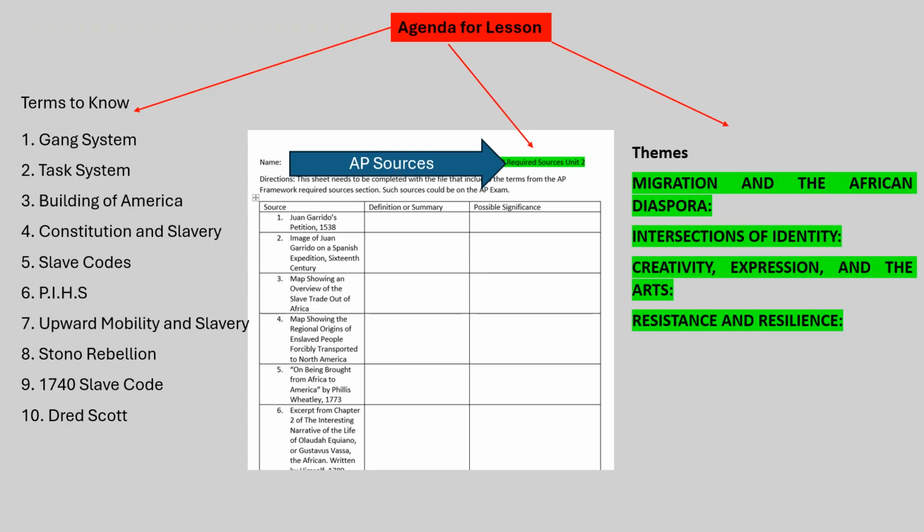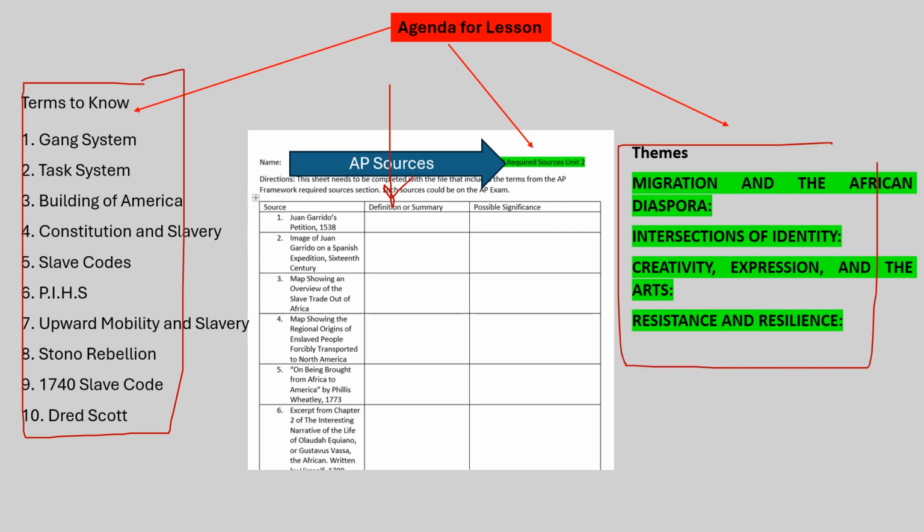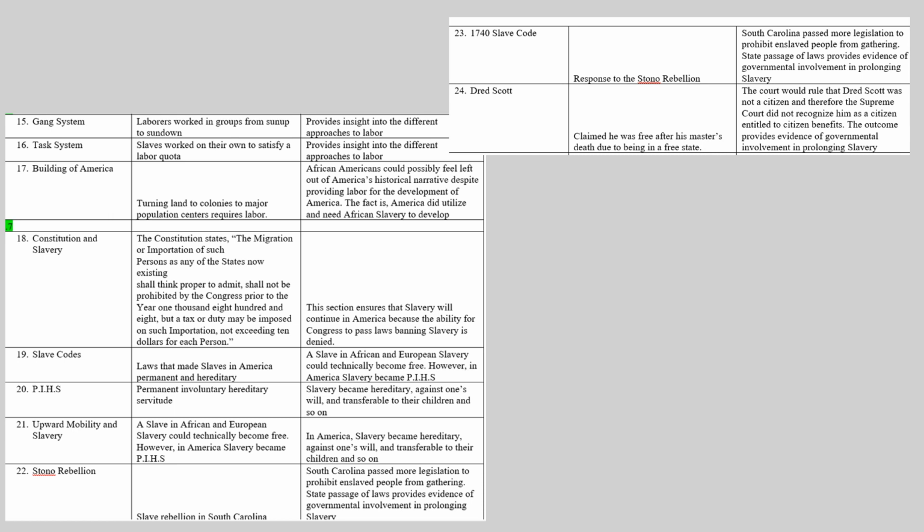At the end of this class, you should have an understanding of these particular terms. Make sure you complete the sources. And again, these are all of the themes that were addressed for this particular class. If you want to check your definitions, feel free to use this slide.